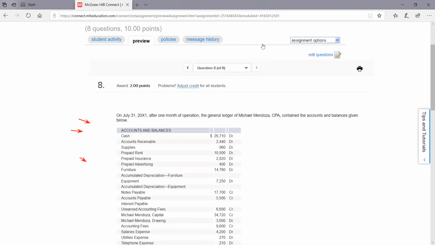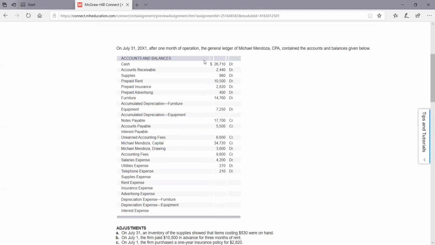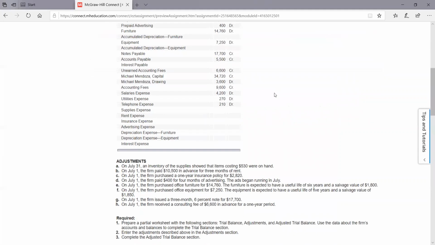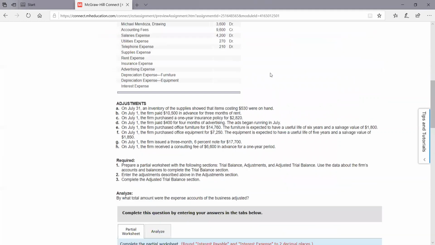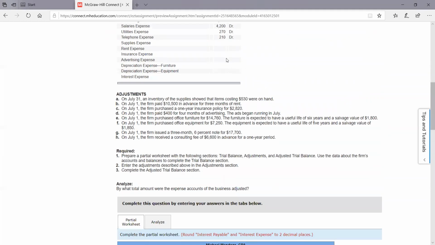All right. Number 8 is the last one. And notice you already have these accounts and their balances set up. And then again, with this inventory, I'll get to this in a minute. The first one is an inventory adjustment, but the rest of these, you've done these. You've got rent, insurance, advertising, prepaid, office furniture. So those are going to be some depreciation adjustments. Here's going to be an interest adjustment. Notice the date, July 1st, 6%, 17.7. And then that's going to be an unearned revenue adjustment.